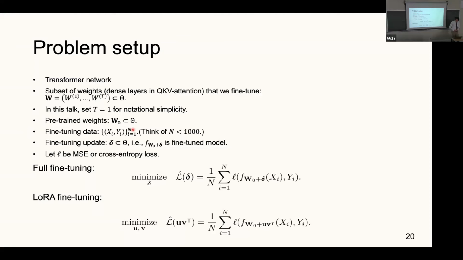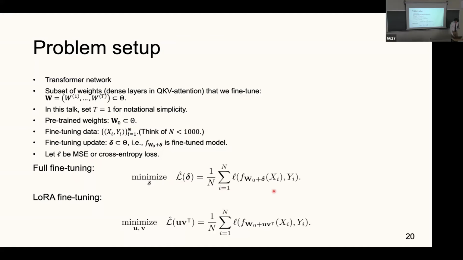The update that's going to happen is denoted as delta. So W0 is the pre-trained weight, and we'll update it to W0 plus delta. The other idea is that, of course, delta is small. And L is going to be a mean square error or cross entropy loss, some sort of loss that's convex and twice differentiable.